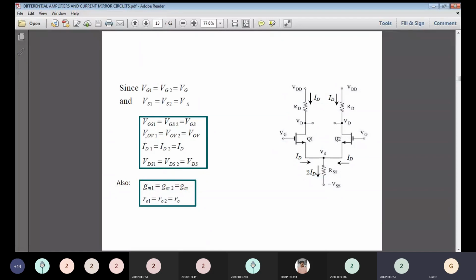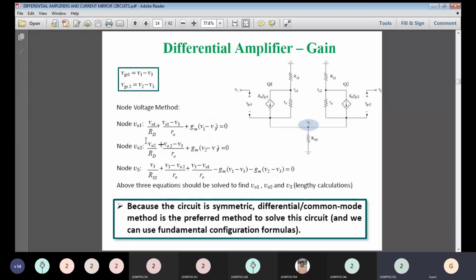Output voltage is nothing but V1. So both the values are equal to an output voltage of VOV. Similarly, drain current ID1 and ID2 is equal to a common drain current ID. Likewise, we can also represent GM1 and GM2 as GM, and R01 and R02 as R0. Okay, so this is the calculation of differential amplifier gain.